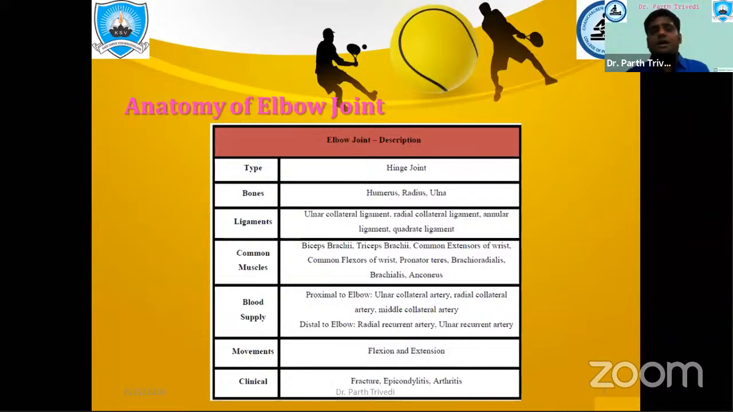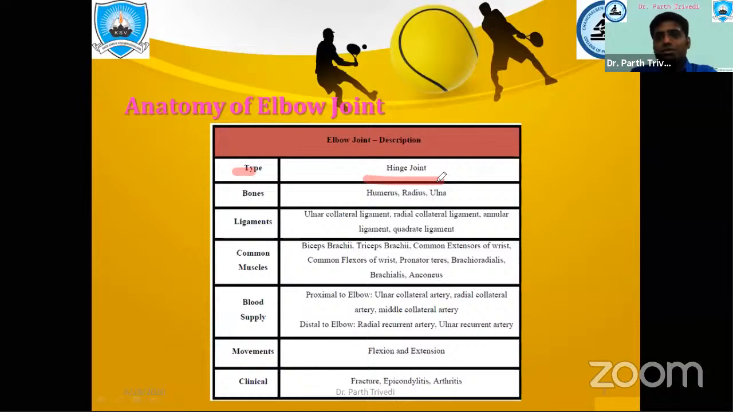So briefly discussing the anatomy of the elbow joint, we are not much discussing the anatomy of the wrist joint. Why? Because the insertion part is there into the wrist joint. We are much more concerned with the origin of pain. So that is the reason we are discussing the anatomy of the elbow joint. Type of joint: it is a hinge type of joint. Hinge type of joint means you just have 1 degree of freedom, that is flexion and extension. So these two basic types of movements are available. Bones: the humerus, radius and ulna join together to form your elbow joint.